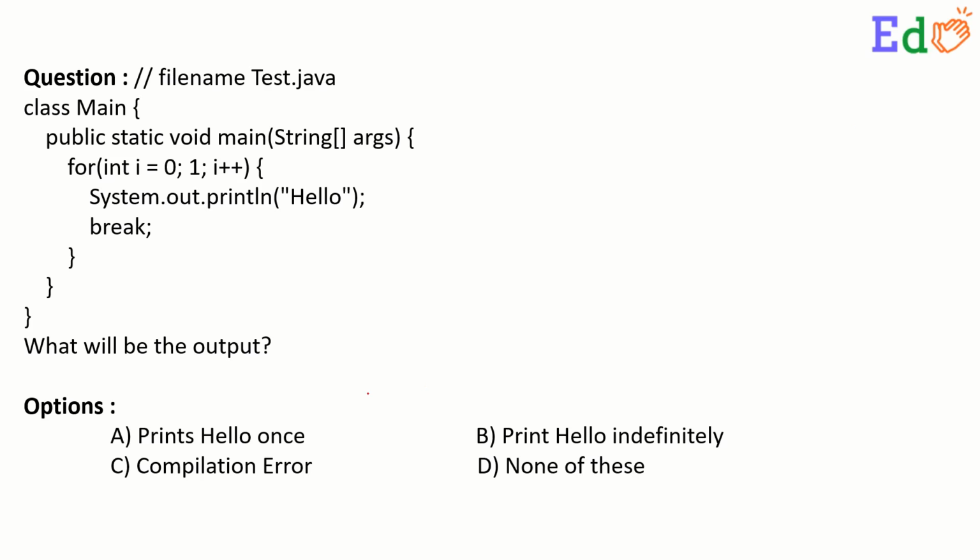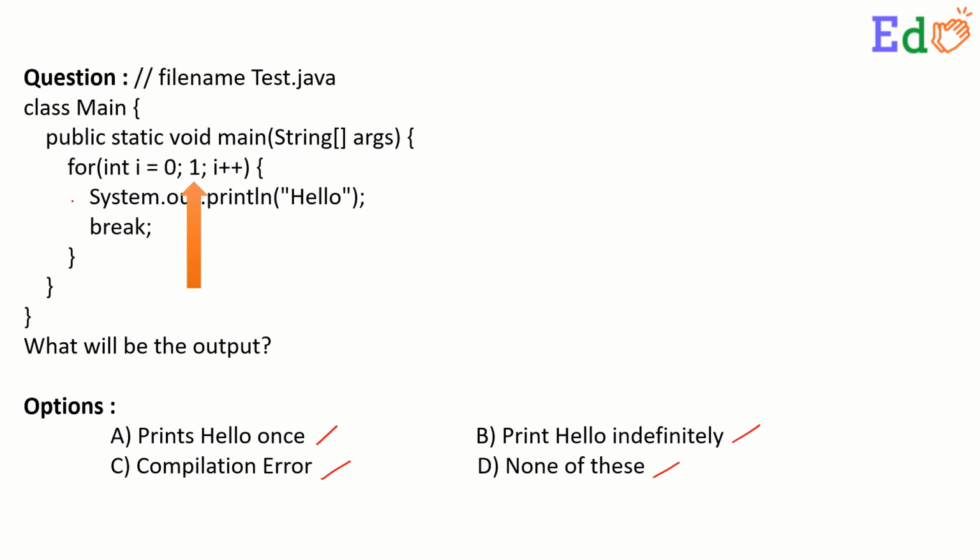What will be the output of the following code snippet? Is it option A, prints hello once, or option B, prints hello indefinitely, or option C, compilation error, or option D, none of these?